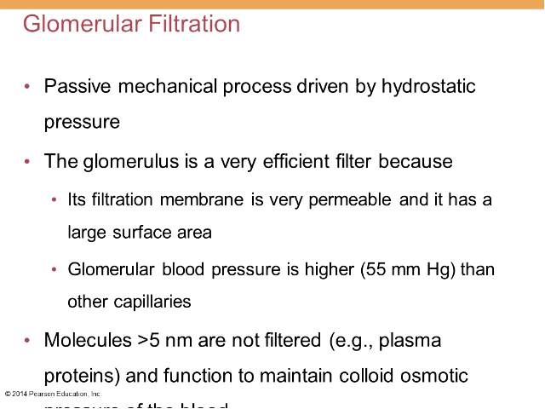Now, glomerular filtration is a passive mechanical process, as we know, which is driven by the hydrostatic pressure in the glomerulus. The glomerulus is a very efficient filter because its filtration membrane is very permeable and has a large surface area, and the glomerular blood pressure is higher than other capillaries, about 55 millimeters of mercury. Molecules greater than 5 nanometers, like plasma proteins, are not filtered, and they function to maintain the colloidal osmotic pressure of the blood. Well, what does that mean? It means we allow the fluid to stay out, but the osmotic pressure, the osmosis power of the blood, rises because we take the fluid out. And we know that's going to be important.